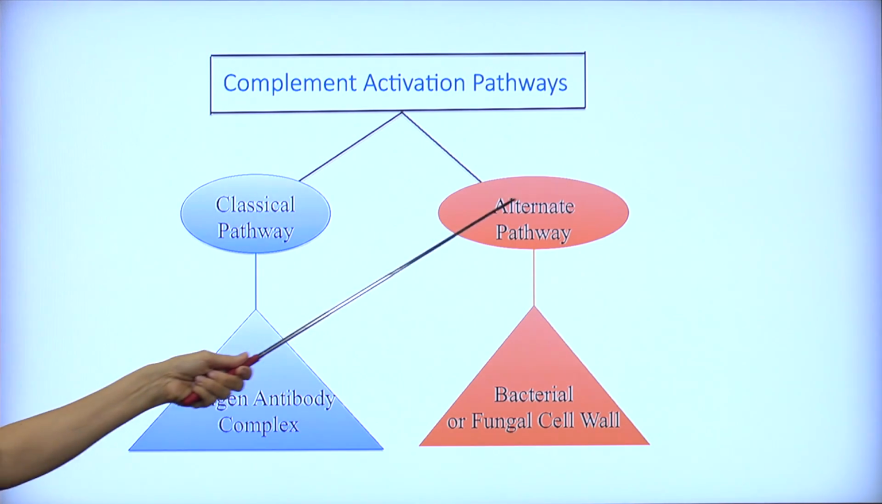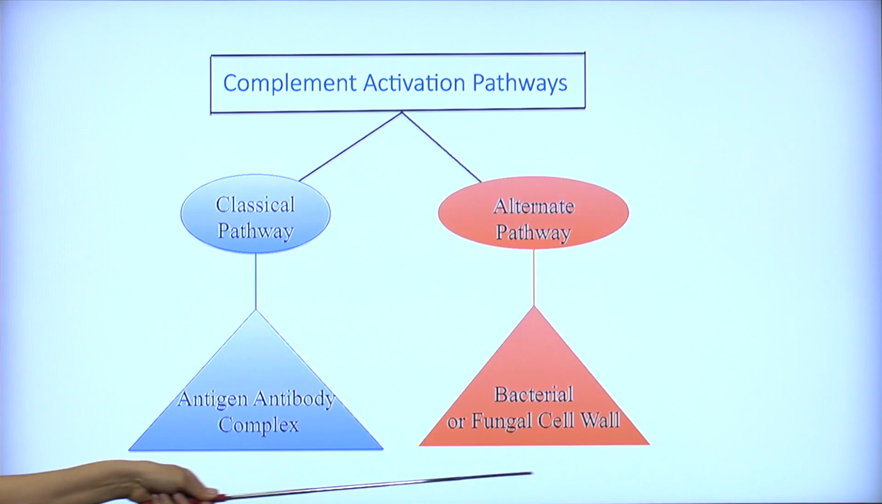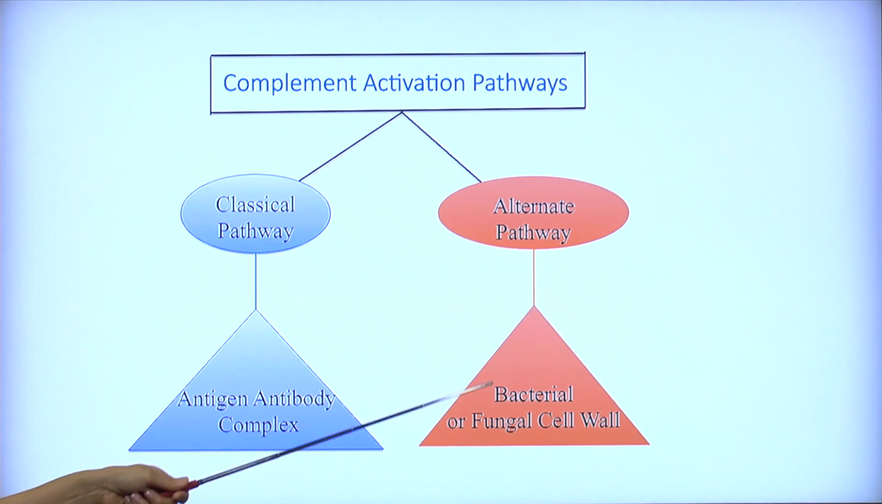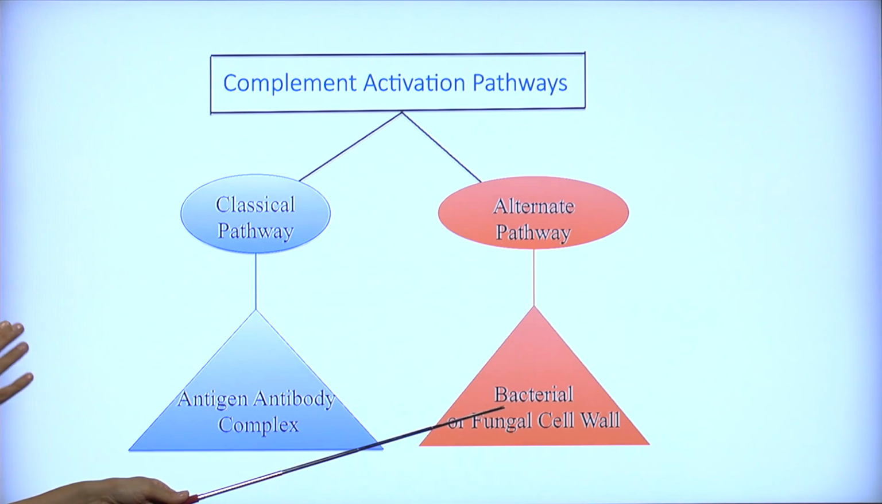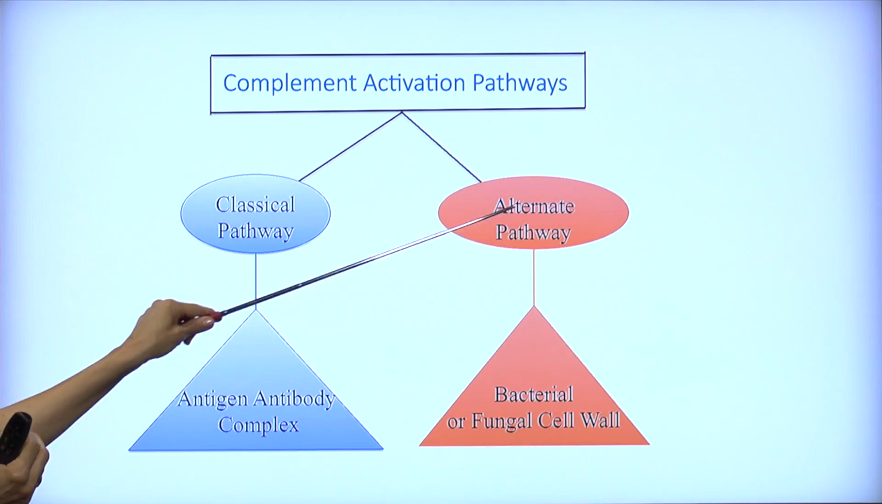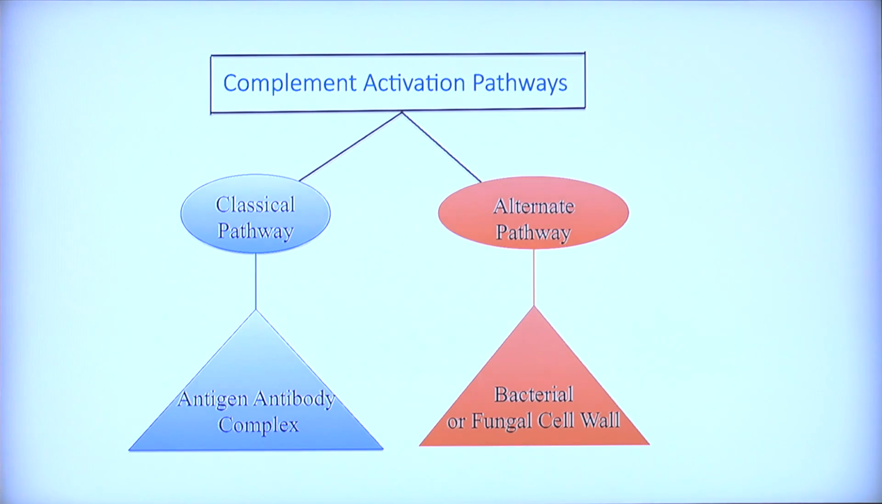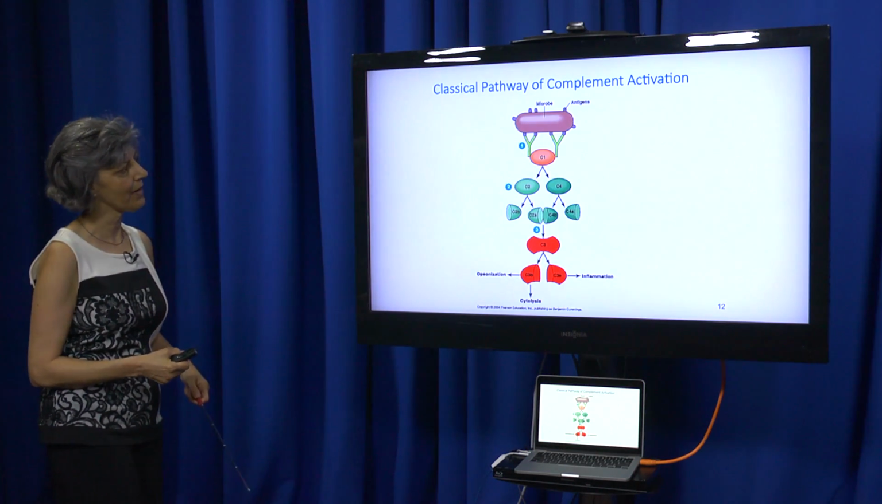In the alternate pathway, complement will see only an abnormal cell. They will recognize that the cell wall does not look like the human cell wall. They're going to recognize it either belongs to a bacteria or a fungus. The cell wall is abnormal, and they will stop there and they will be activated. So this is the alternate pathway.